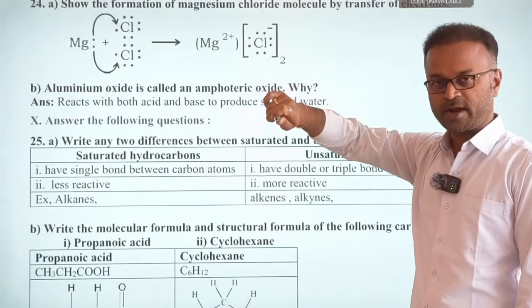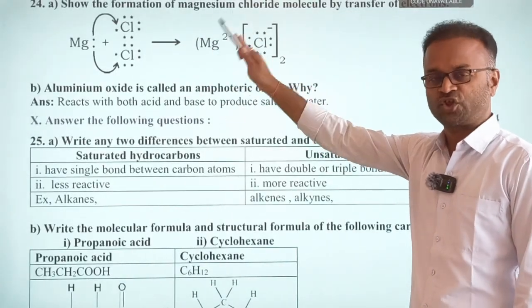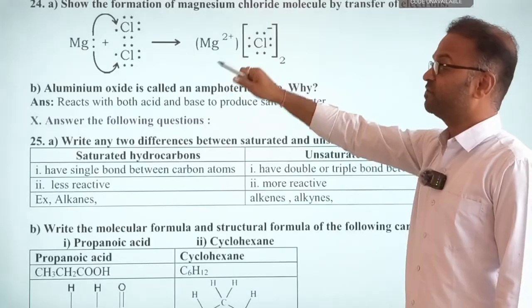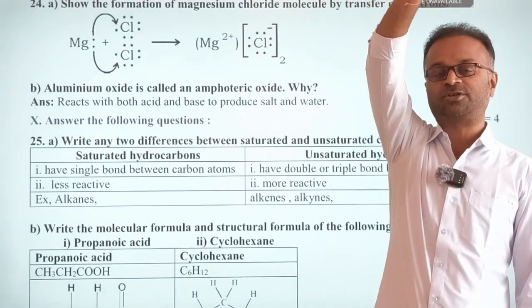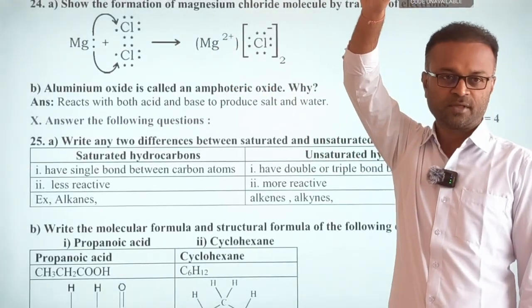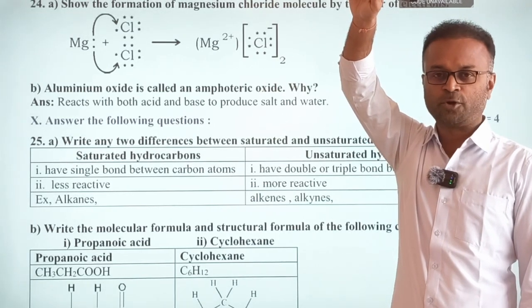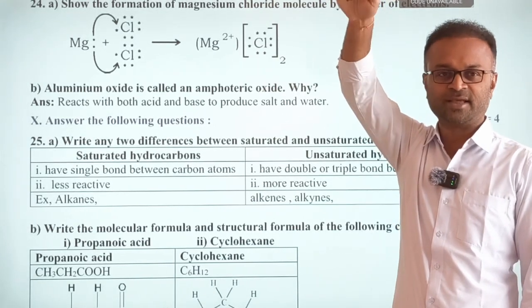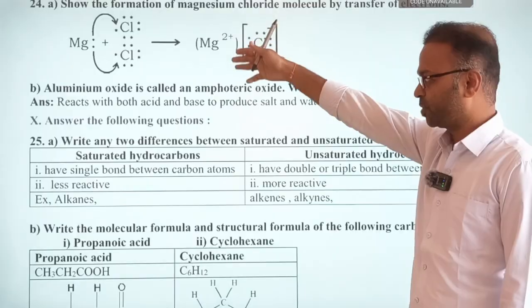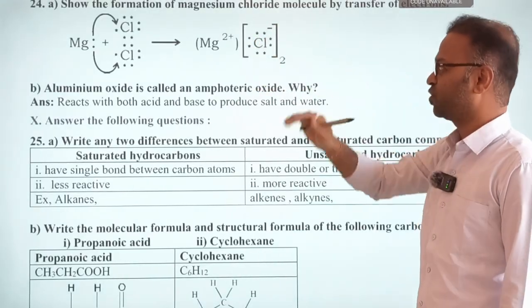Either they ask sodium chloride or magnesium chloride, but for sure they will ask. In the rare case they miss it here, they will go for the Lewis dot structure in the carbon compounds chapter. Dot structure for the water molecule, carbon dioxide, ethane, methane, they'll ask there. But most probably they'll ask. If they skip here, they'll go there. But for sure they'll ask.